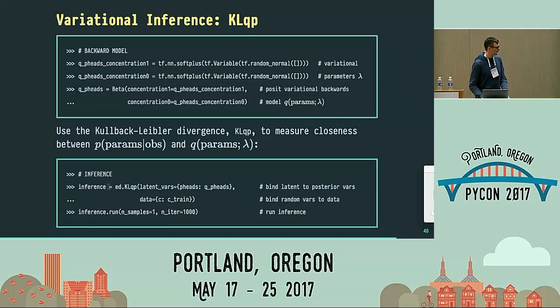Okay, so the inference method is called KLqp. And again, it follows the same scheme, so latent variables. Here we have to assign p_heads to this distribution that is now variational in nature, this beta distribution. And then we bind the coin flips to the observations, and then we run this. In this case, we run it for 1,000 iterations. Previously in the Markov chain, we had to define how long the chain is. This is now replaced by this n_iter parameter here, 1,000 iterations.